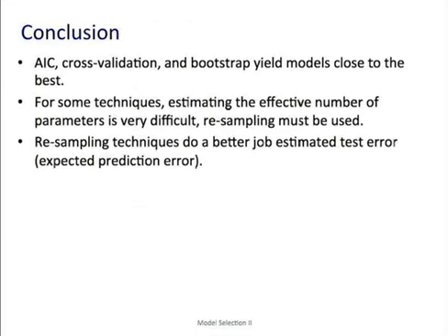So let me just tie this up here. The AIC, cross-validation, and bootstrap yield models that are close to the best. With the AIC and BIC, you have to understand how many degrees of freedom are in the model, which usually isn't a problem, but sometimes it can be. Resampling in general is thought to do a better job in terms of estimating test error.